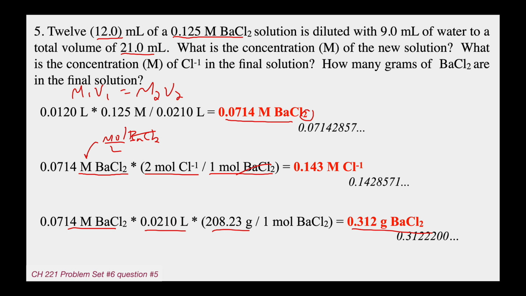Now, you will get the exact same answer if you take, intentionally or unintentionally, the initial volume and concentration. So if you took 0.125 molar barium chloride, and you multiplied it by the volume in liters, 0.0120 liters, and then multiplied it by 208.23, you should end up with 0.312 grams as well. So either way is fine. Pick your poison. As long as we all get to the final answer, we are good to go.